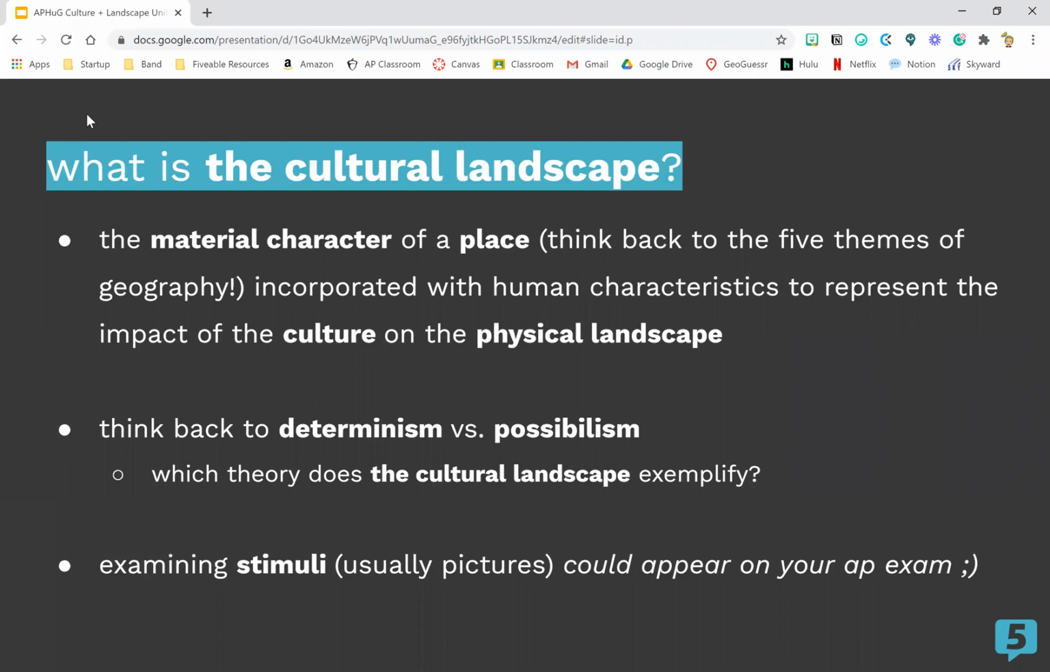And then think back to determinism versus possibilism. When we're talking about environmental determinism in Unit 1, or maybe you're learning it right now, we can talk about how the environment determines human actions and what culture settles somewhere, whereas possibilism is the exact opposite. So does anybody want to chime in, and does anybody have anything to say about how determinism or possibilism is related to the cultural landscape? So I can shut up for a minute.